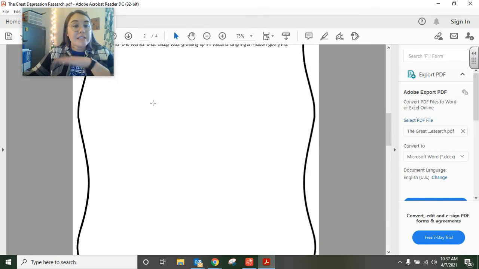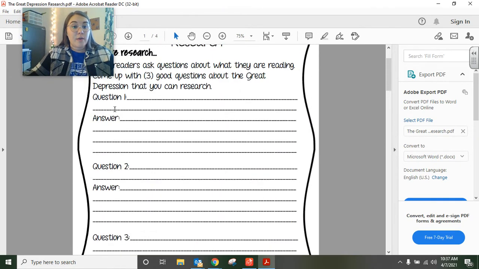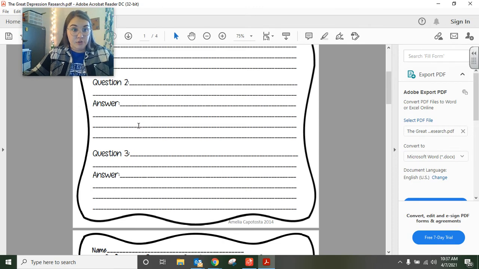So literally, guys, anything that you find, I want you to write it right here. It can be the date it started, the date it ended. It could be just random facts about the Great Depression. It could be books maybe that you find that are written about the Great Depression. It can be anything.